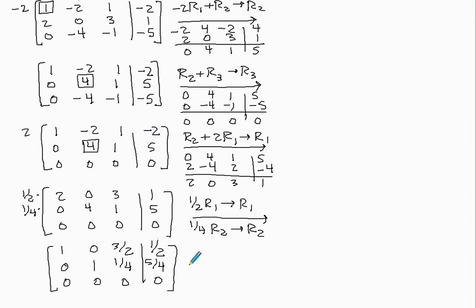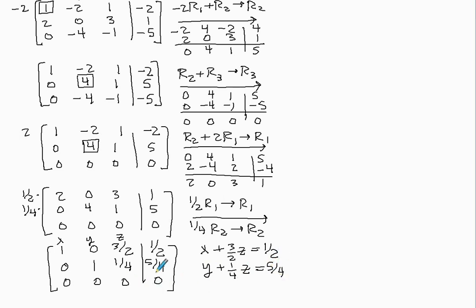So now if we go back to equations, remember this is the x column, the y column, the z column, and then your right-hand side. So we're going to have 1x, no y term, and 3/2 z. So this will be x plus 3/2 z equals, right-hand side is 1/2. And then here, 1y, 1/4 z equals 5/4. So this will be y plus 1/4 z equals 5/4.